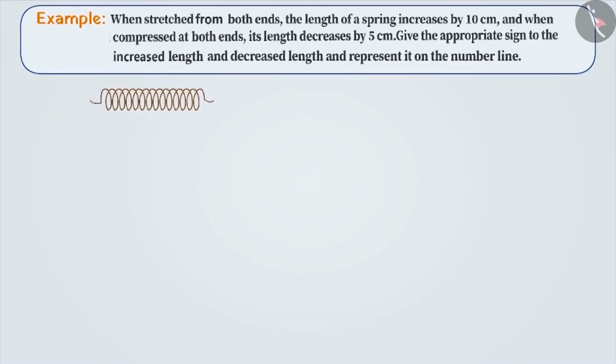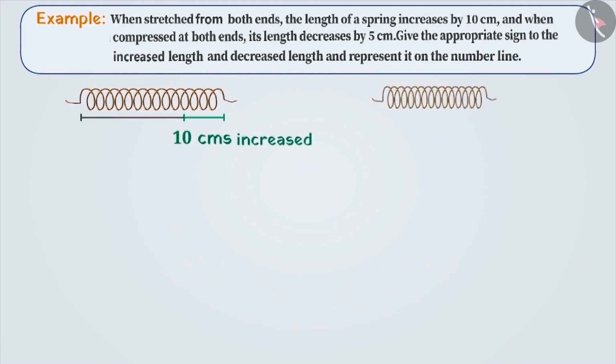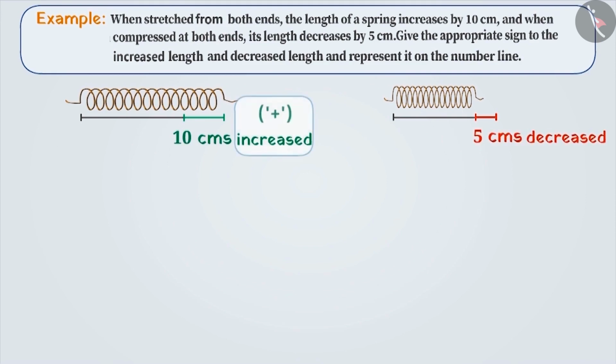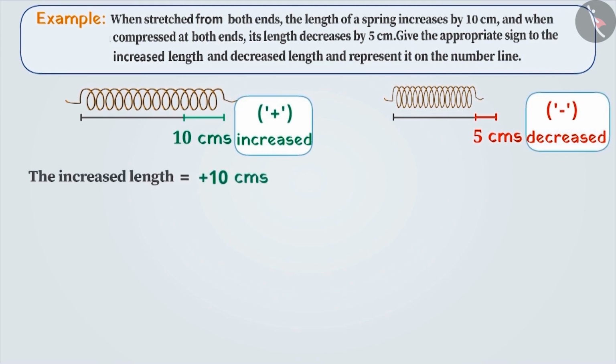Example 2. Length of a spring when stretched from both ends increases by 10 centimeters and when compressed from both ends, its length decreases by 5 centimeters. Assign proper signs to increased and decreased lengths and represent it on a number line. Increased length and decreased length are both contrasting situations. Generally, we express increase with a plus sign and decrease with a minus sign. This way, the increased length of the spring can be expressed as plus 10 and the decreased length of the spring can be expressed as minus 5 centimeters.